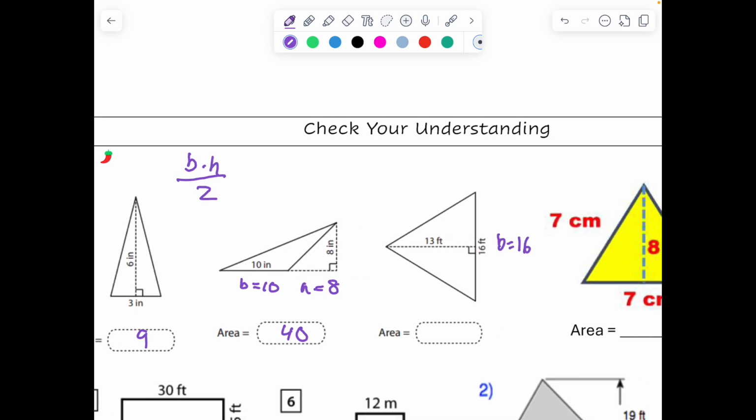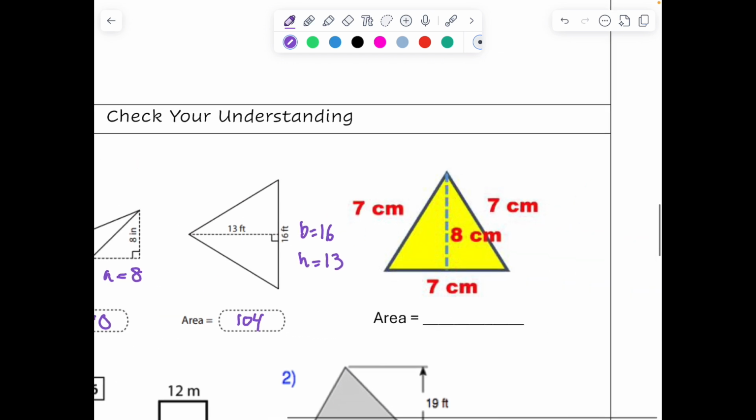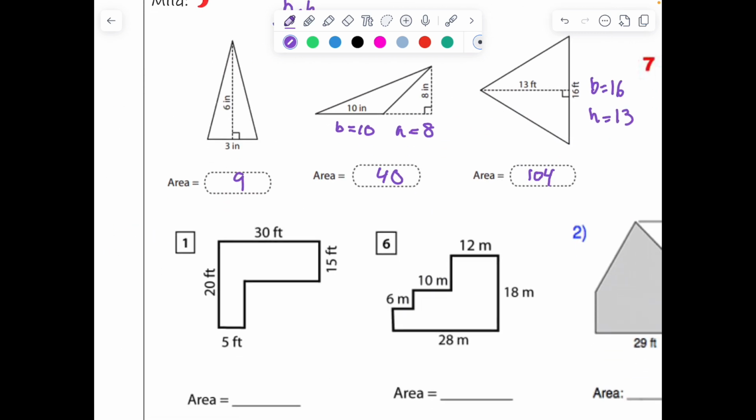Here our base is 16 and our height is 13. So 16 times 13 divided by 2 is 104. Here our base is 7 and our height is 8. So 7 times 8 divided by 2 is 28. Here I'm going to break this into 2 sections. So this is a 20 by 5 rectangle. So the area here is 100.